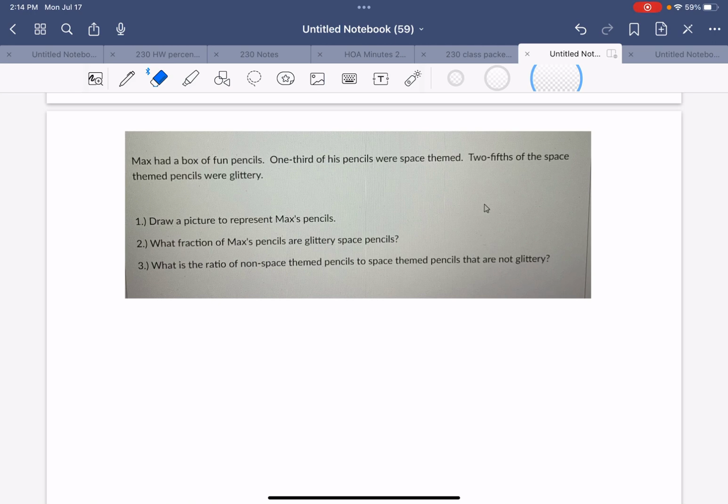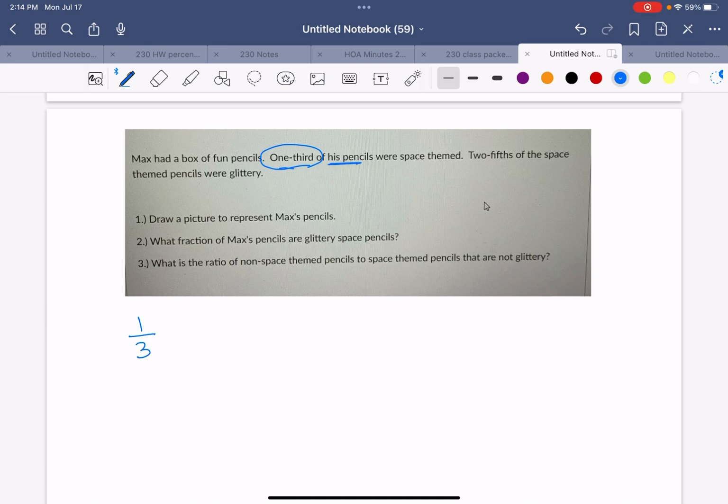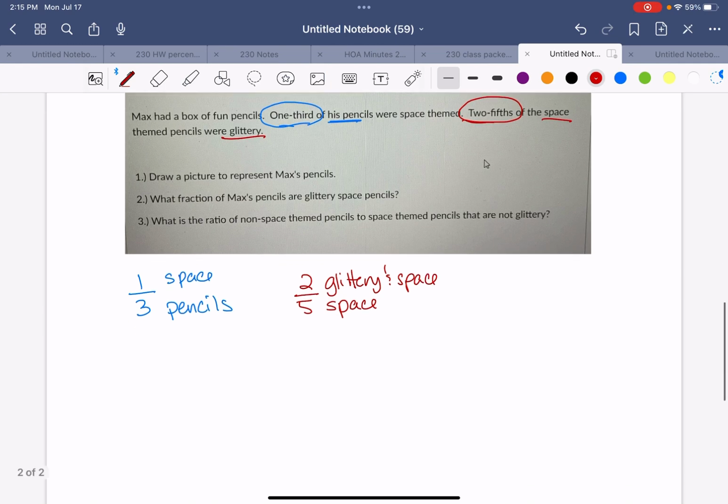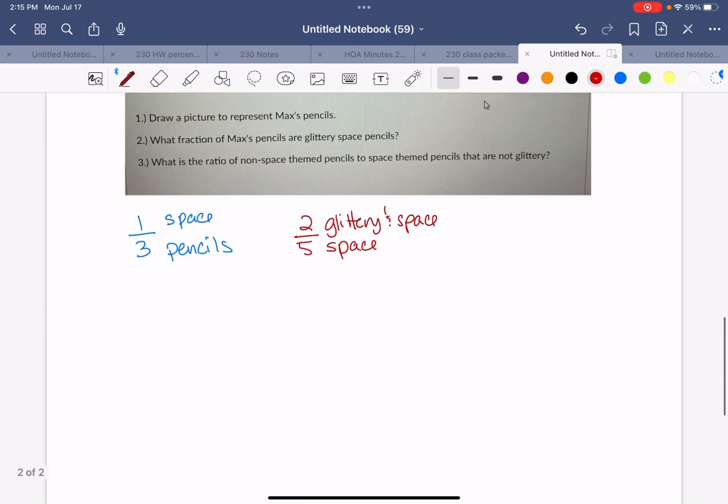So when you look at this problem, the first thing that I see is the word 1/3. So I'm going to pick out my 1/3, and that's 1/3 of his pencils. So the bottom is pencils. Were space themed, so the top is space. Okay, and then over here, my second ratio is 2/5. So 2/5 of the space, so space on the bottom, were glittery. So these are glittery and space. Okay, and then you want to create a picture based on that, and that's what number 1 is asking you.